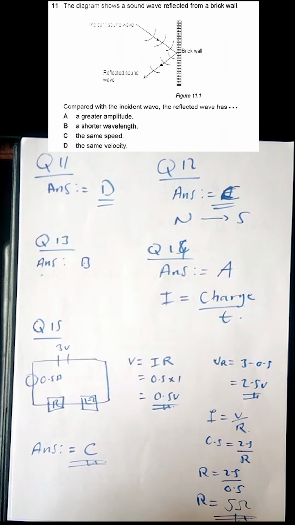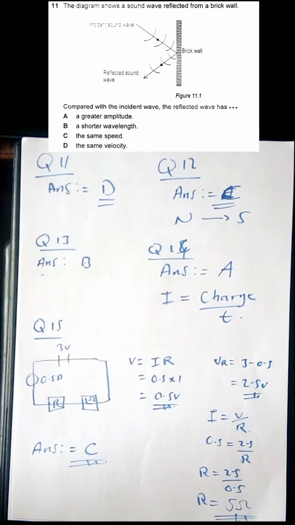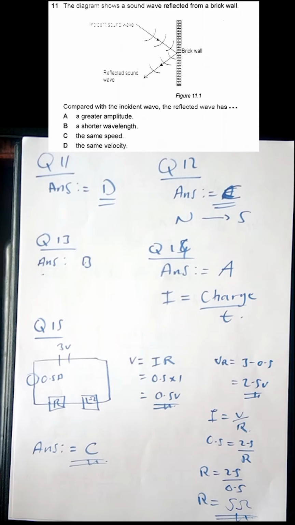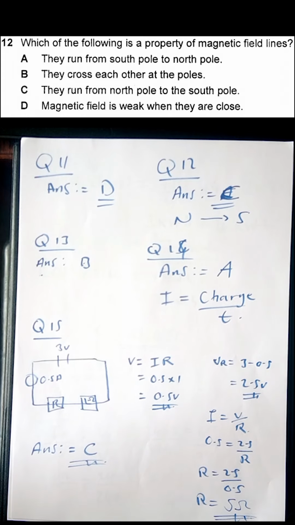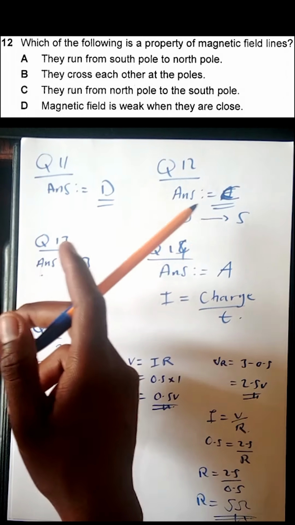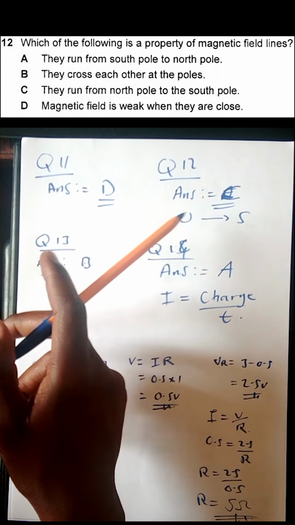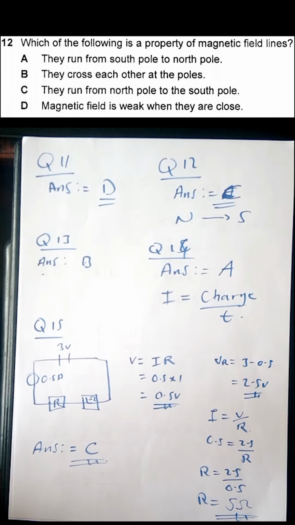Question number 11. The diagram shows a sound wave reflected from a brick. Compared with the incident wave, the reflected wave has the same velocity, answer D. Question 12. Which of the following is a property of magnetic field lines? I've given you this tip: they go from north to south. The property which explains that is given on option C.